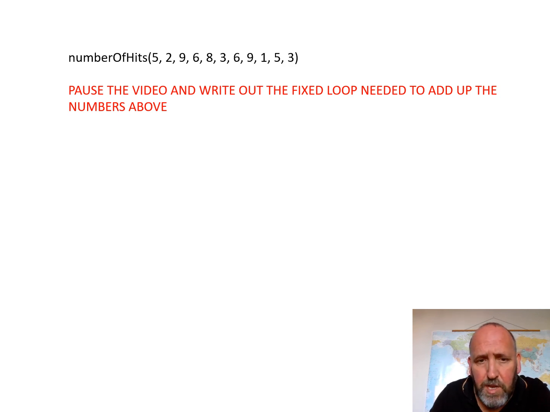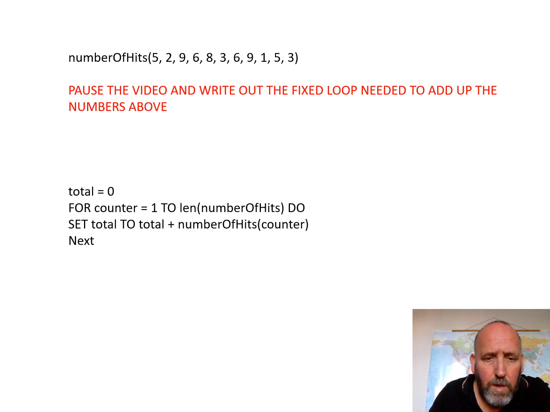Once again, pause the video, write out the fixed loop needed to add up the numbers above. And if you've got time, do the flowchart and the structure diagram. Here we go: total equals 0, counter is 1 to length of hits, do set total to total plus hits counter. Next.